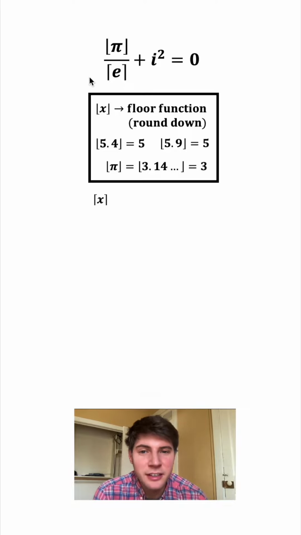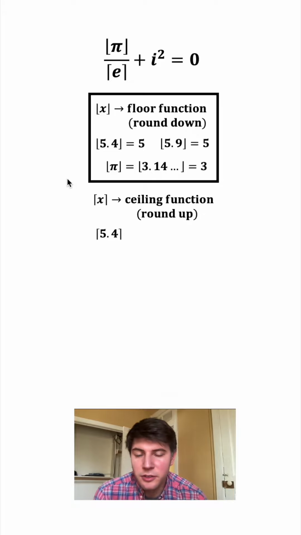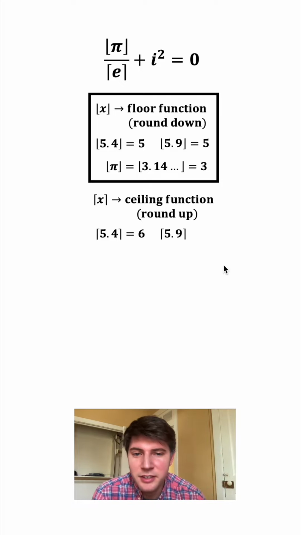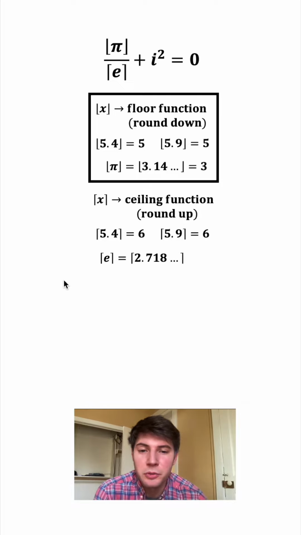And if we look at the ceiling function, it means round up. So for 5.4, the ceiling of this is 6. So even though you normally round down for 5.4, we're going to round up to 6. And the ceiling for 5.9 is also 6. So the ceiling for e would then be the ceiling of 2.718 and so on, which would also be 3.